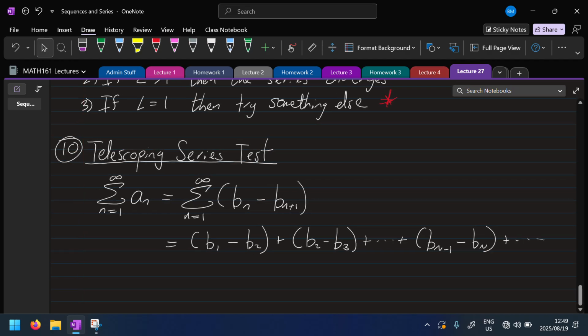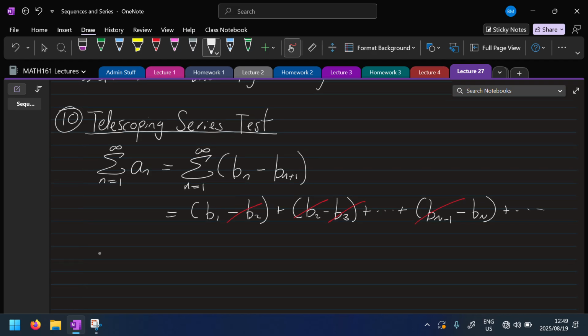What's nice about this is that in the first bracket, we have minus b_2. In the second bracket, we have plus b_2. They're going to cancel. In the second bracket, we have minus b_3, and in the third bracket, plus b_3. They cancel all the way down to the last term. So if we go up to capital N, we're left with the first term, b_1, and the last one, b_n.